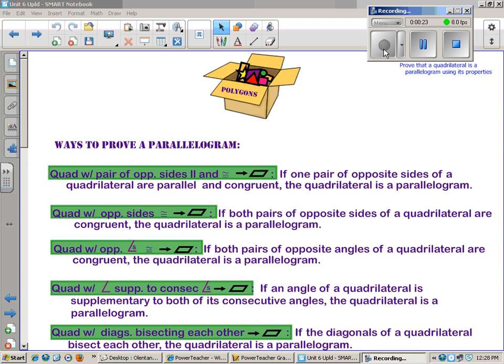Sides are parallel. Good. Opposite sides are parallel. That last one was just the definition of parallelograms. The opposite sides are parallel.